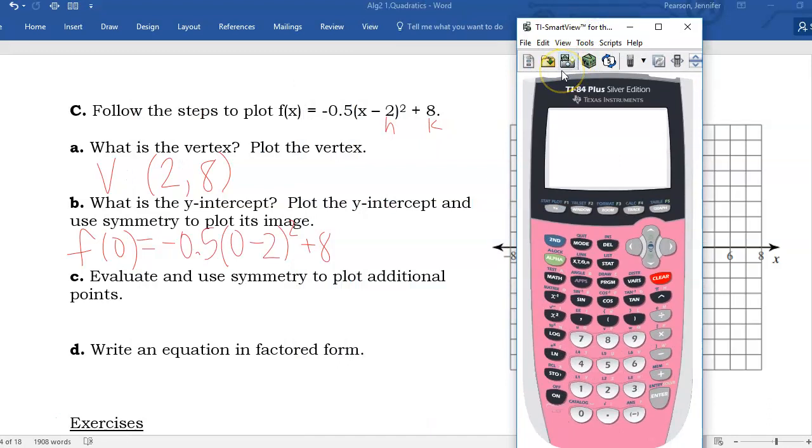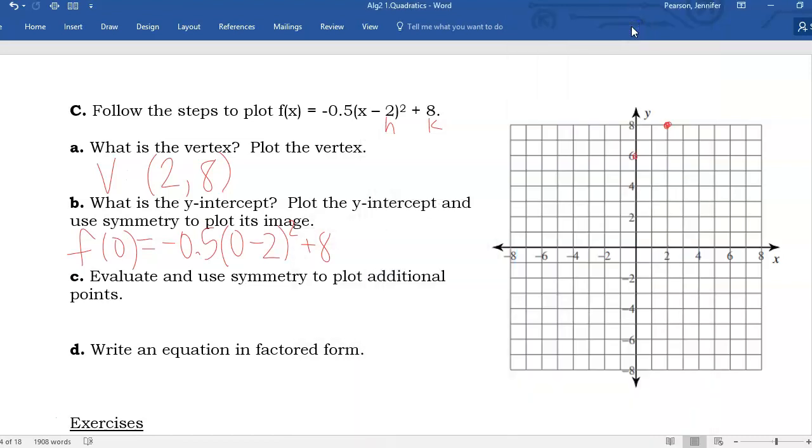There he is. Okay, so we're going to do negative 0.5, and then in our parentheses, we're subbing 0 in for our x. Take away 2. We got that power 2 outside the parentheses, plus 8 at the back. Our y-intercept is 6. And using our symmetry line, I know I'll have another point 2 to the right of the line. Oh, I didn't give the y-intercept. What is that? 0, 6.